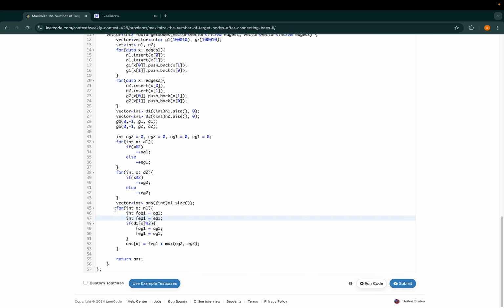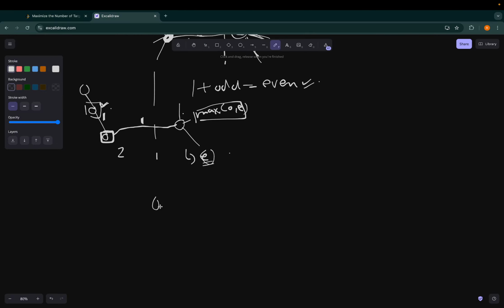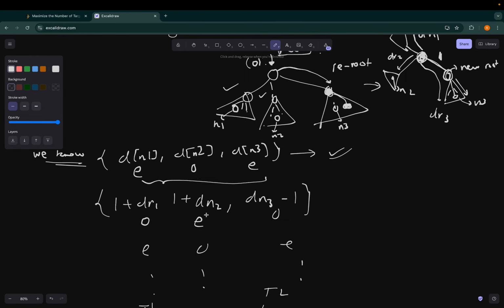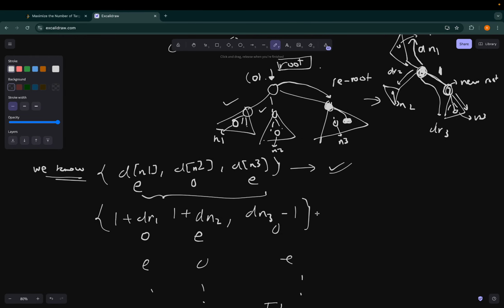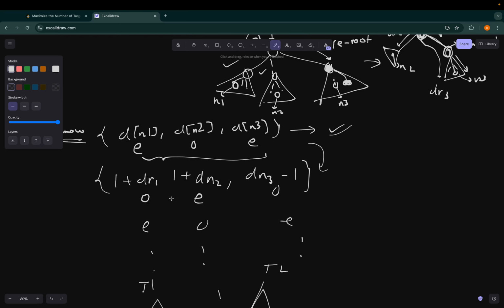I iterate over all the nodes in graph 1 and I check if that particular node is at an odd distance, right? So let's say this is my 0 node and I'm trying to find the answer for this node. So this node is at odd distance, 1, right? So in that case my parities would flip once. So even odd even would become odd even odd.